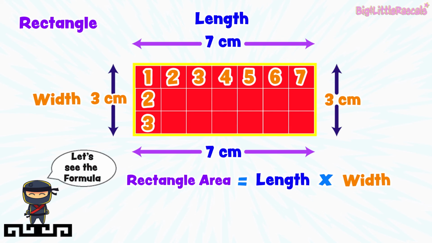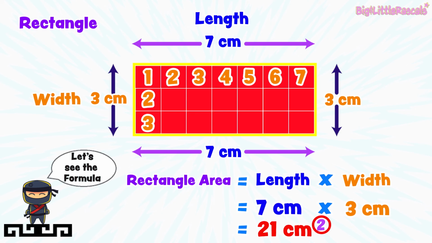Rectangle area equals 7 centimeters multiplied by 3 centimeters equals 21 square centimeters. Don't forget the square unit sign at the end. 21 square centimeters. Yay! Awesome!